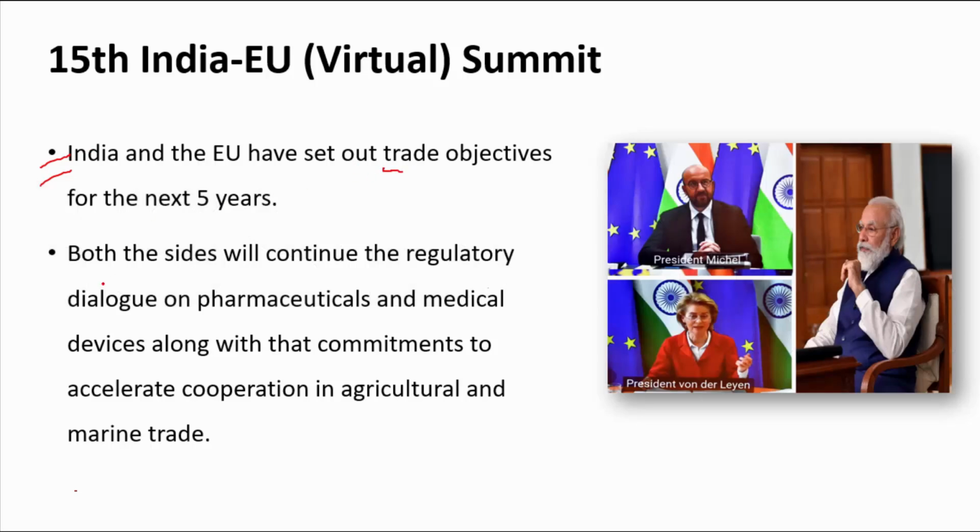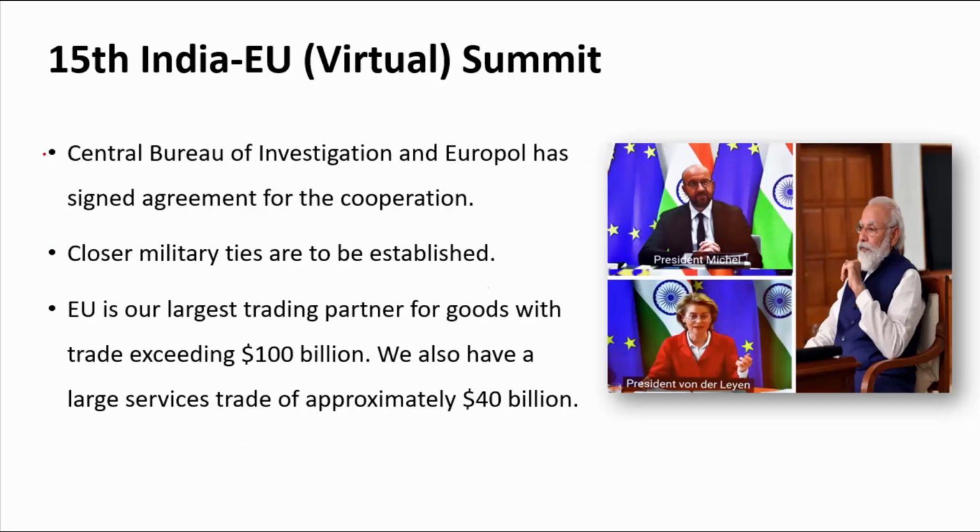And under this, both partners have agreed to continue regulatory dialogues on pharmaceuticals and medical devices. Along with that, commitments to accelerate cooperation in agriculture and marine trade. Apart from it, the Central Bureau of Investigation, CBI, and Europol have signed an agreement of cooperation. Also, they've said that closer military ties are to be established. When we talk about it, the EU is our largest trading partner for goods, with trade exceeding about $100 billion, and we also have a large services trade of approximately $40 billion.